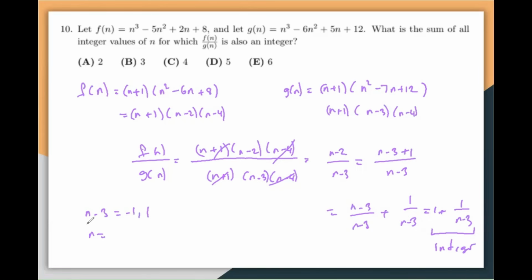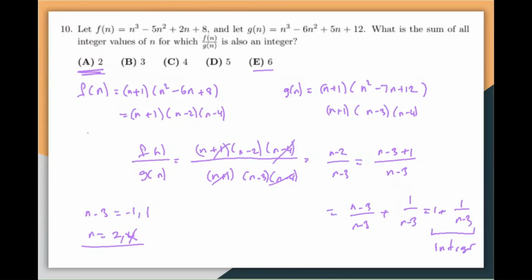Then add 3 to both sides, so you get 2 and 4. So we got these two. But if you combine these, you actually end up getting 6, which is not the correct answer, because 4 is actually the number that we cannot plug in, because this fraction is undefined at 4. So we really cannot have 4 for our n. So the only value that actually works is 2. That was a bit tricky, to be honest, for number 10. So that was choice A.